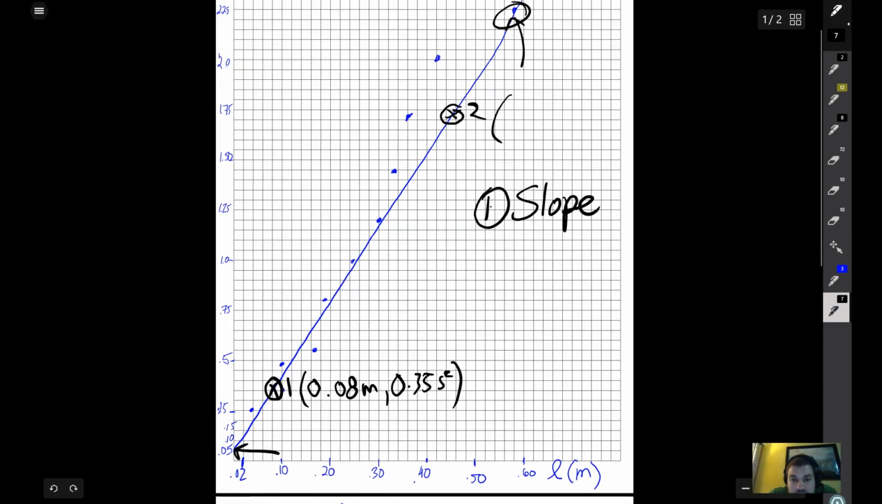And notice how I use these intersection points right here with these grid lines, so that way I can better estimate. And that's out at about 0.46 meters. And the period is 1.75 seconds squared, the period squared. So now I have my y2, my y1, my x2, my x1, right? And so now to find my slope, I can do my 1.75 seconds squared minus my 0.35 seconds squared.